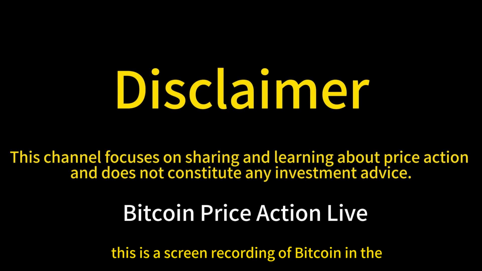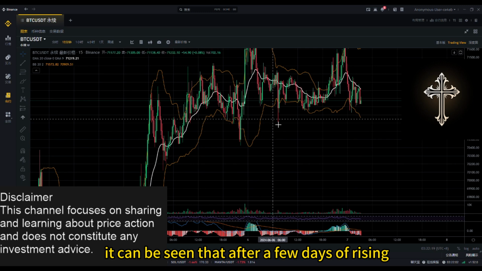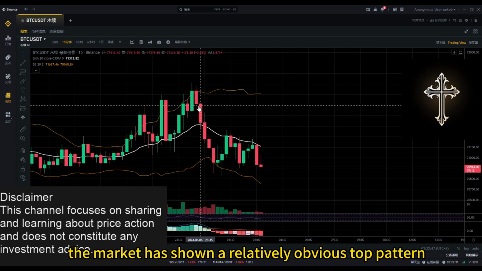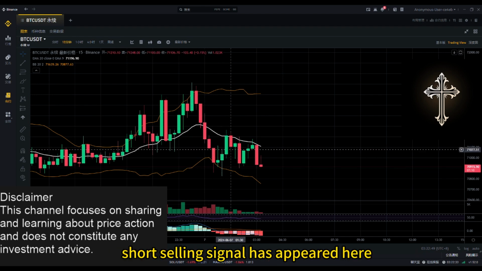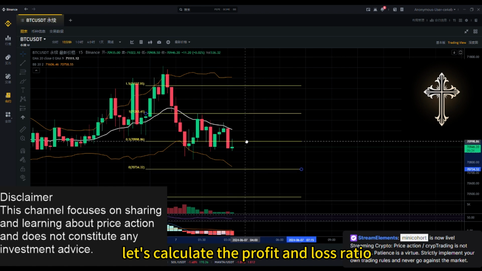This is a screen recording of Bitcoin in the early morning of June 7th. It can be seen that after a few days of rising, the market has shown a relatively obvious top pattern, and a relatively good short selling signal has appeared here. Let's calculate the profit and loss ratio.